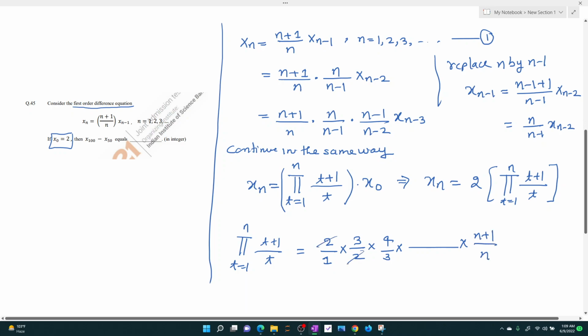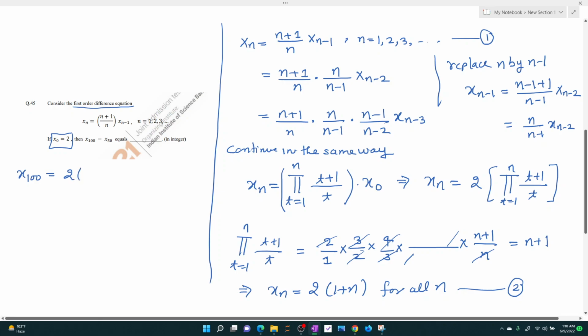So we can cancel out, and in the end, we have nothing but n plus 1 remaining, right? So using this, we can say that xn is nothing but 2 times (1 plus n) for all n, right? Now, using this, we can find the value of x100. It is nothing but 2 times (1 plus 100), and that is 202.